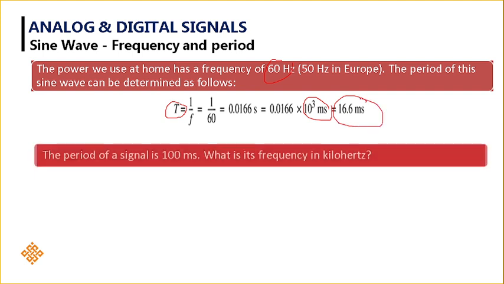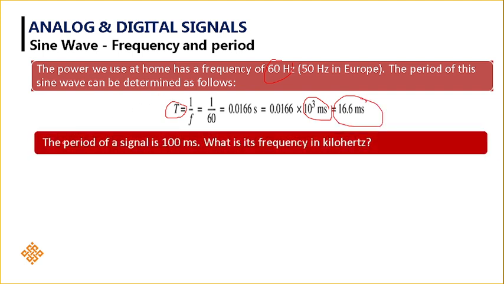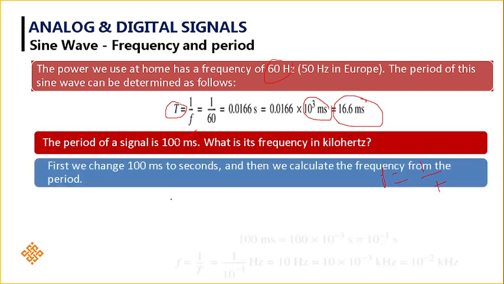Okay. Here is one more problem. He has now given the period. The period of the signal is 100 milliseconds, and he is asking to find the frequency, in kilohertz. Same problem. Frequency is nothing but 1 by T, and the time is given in milliseconds, so convert it to seconds. You get the frequency, then convert it into kilohertz. Here I have written that.